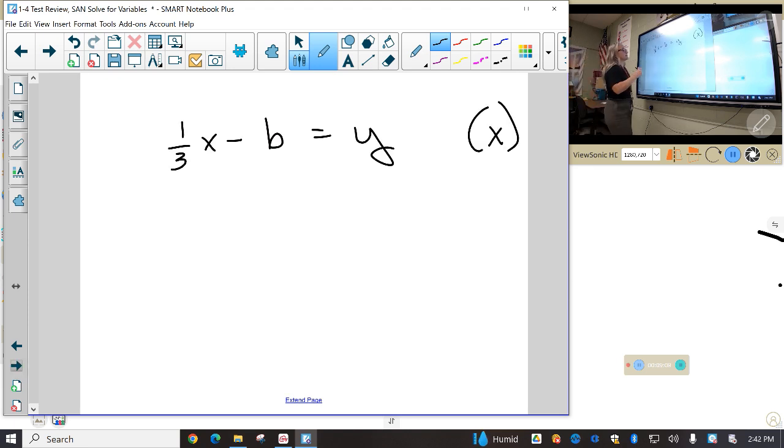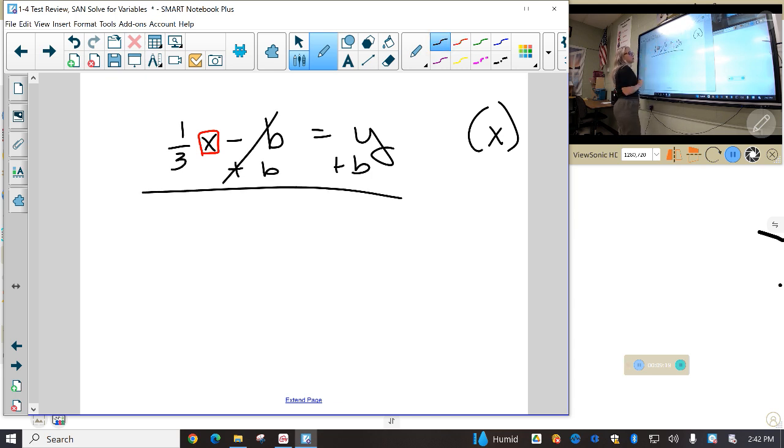Solving this one for x. So I'm going to add b to get rid of subtraction and addition first. This is the variable I'm solving for. So I'm going to add b, get rid of subtraction and addition first. So I have 1/3 x equals y plus b.